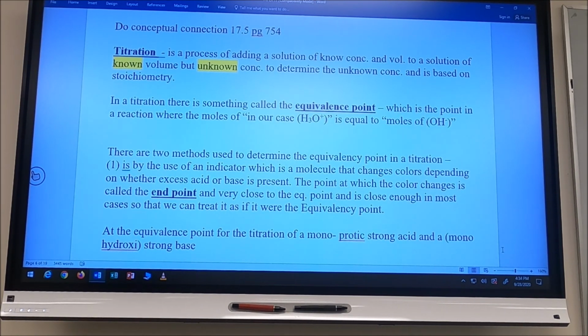Now let me look at this conceptual question and see if we want to do it. Nah, I'm not real fond of it.